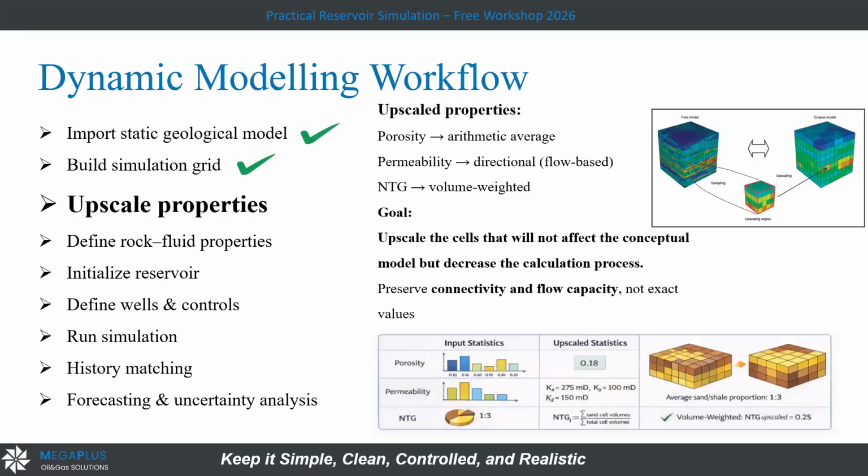Here, as an example, if I have a porosity and maybe I have four cells or 10 cells and I will make it one cell, I have to make an arithmetic average of all. So upscaling is coarsening the cell without affecting the property or geology. Keep this in mind. In the permeability, we can use a directional flow by averaging, and for net to gross ratio, something called volume weighted averaging. It is all simple statistics. So upscaled cells will not affect the conceptual model, but decrease the calculation process. We have to decrease the calculation process.